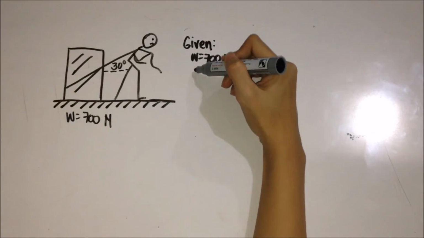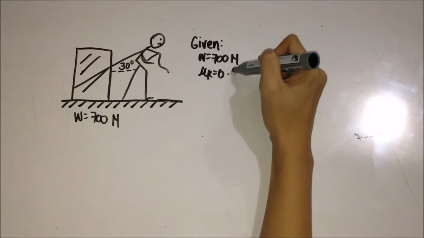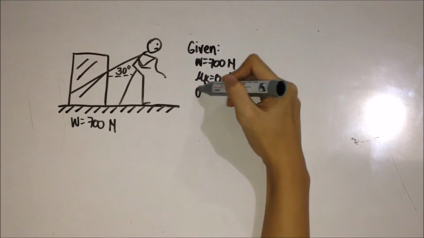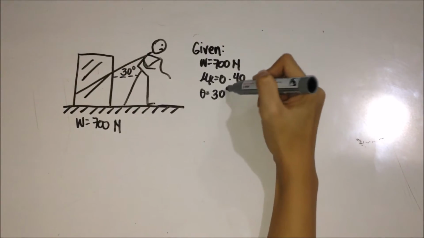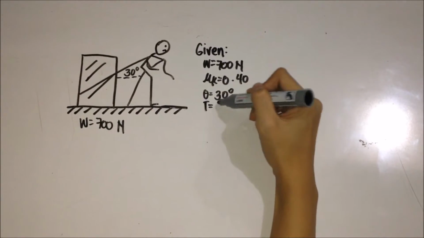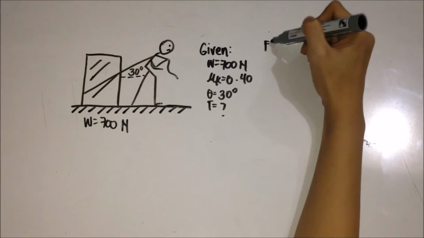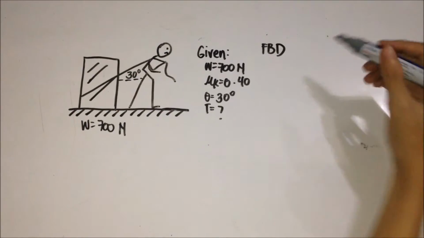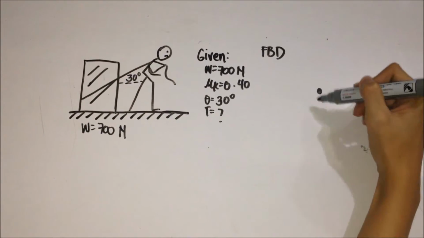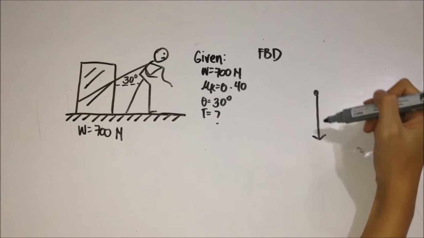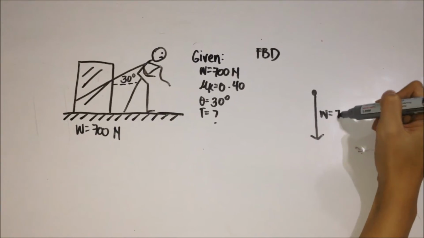Given the weight 700 Newton and the kinetic friction 0.40, we also have another data which is the angle 30 degrees. We need to solve for the force or the tension in which minimizing the kinetic friction will be applied. We have written the given data. Next is the free body diagram in which all forces acting along the x and y will be drawn.